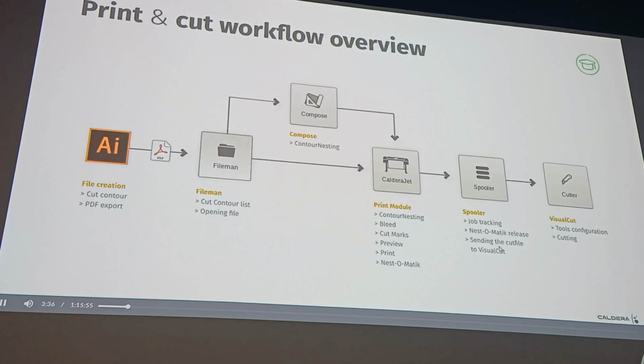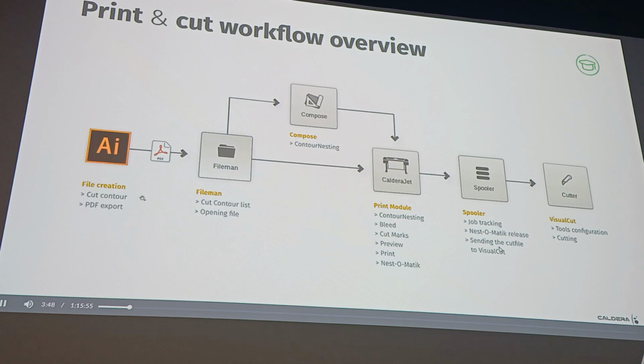So here's the print and cut workflow as I will work with in today's training. First I will create some file using Adobe Illustrator software, and I will export a PDF file including specific cut controls. Then we will open this PDF file with the file manager, first step, and then I will show you how to automate the loading, of course, using the hot folder.